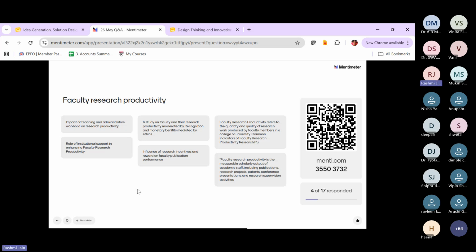Faculty research productivity is the measurable scholarly output of academic staff, including publications, research projects, patents. No, no, no. This again is the definition. So you're trying to understand the definition of this topic, but that cannot be the framing. That should not be the way you frame your research problem, because the way you frame your problem will help you construct your study. By doing the definition part, you won't be able to do the construction and structuring of your study, and then eventually produce the results desired.